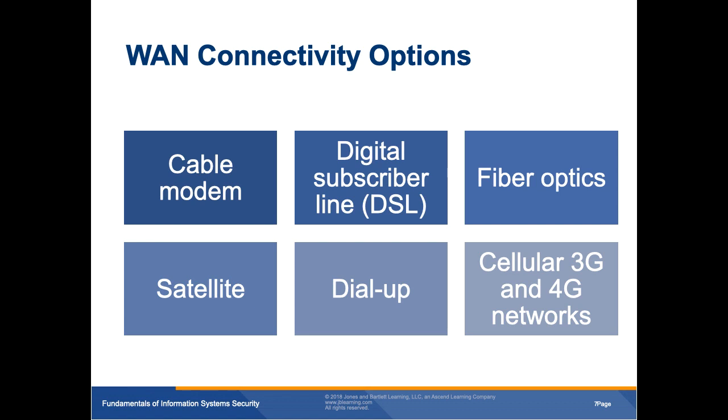So WAN connectivity options: you have cable modems, DSL, fiber optics, satellite, dial-up, cellular, 3G, 4G, 5G networks. You also have T1s, T3s, things of those natures, and SONET networks. You can also deal with those, the OC levels, for larger organizations. But in a lot of cases, fiber optics is probably going to be used for businesses.